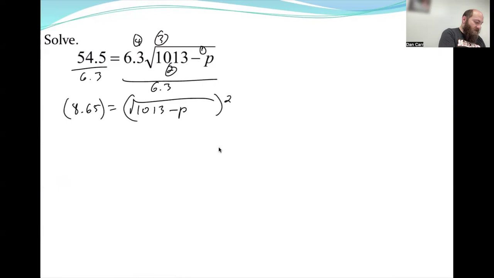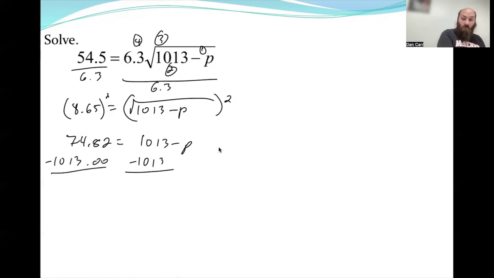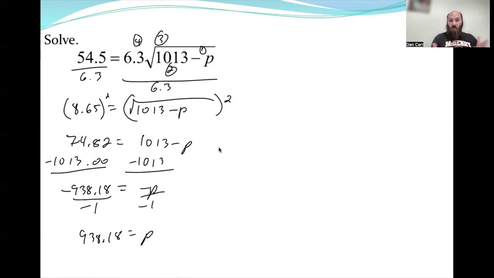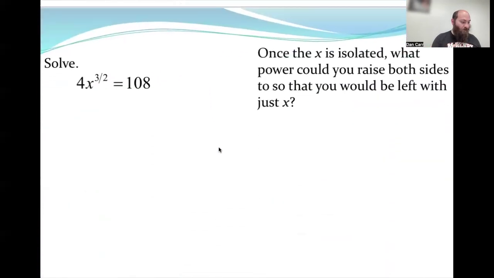Then I'm going to square both sides here, and that gives me 74.82 equals 1013 minus p. From here, I'm going to subtract 1013, so I can undo that number. So I subtract those, I get negative 938.18 equals negative p, and then finally divide by negative 1. So I get 938.18 equals p. Again, plug it back in just to double check. It'll work out in this case, but I just want to make sure you get that practice on that one.